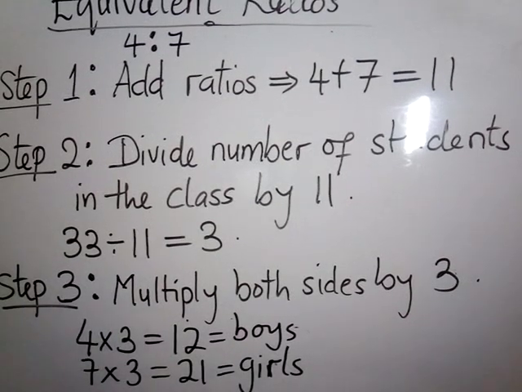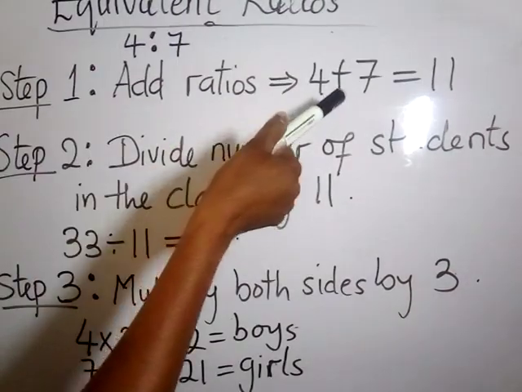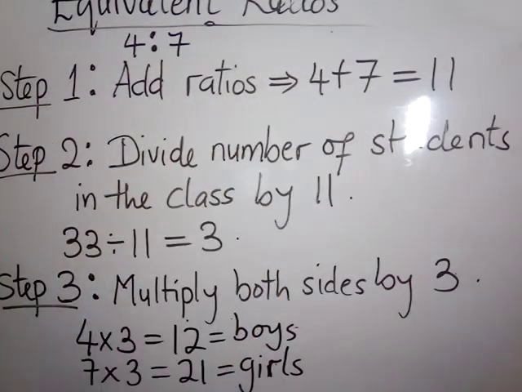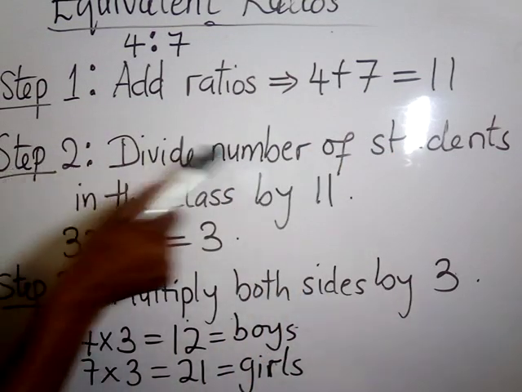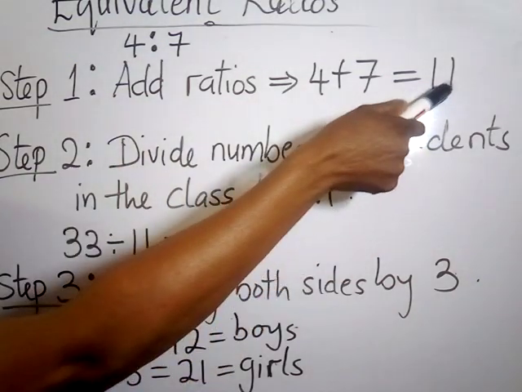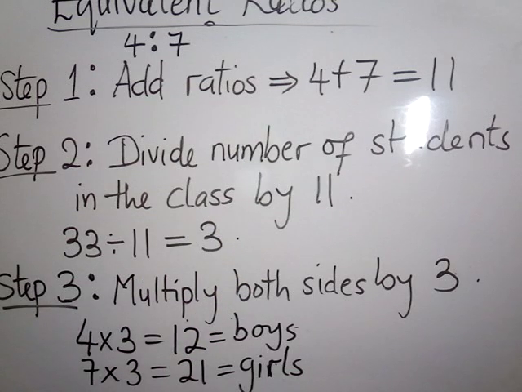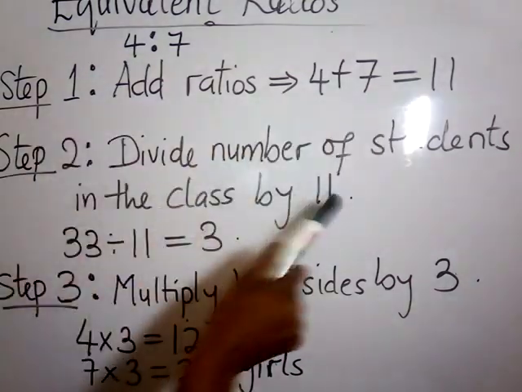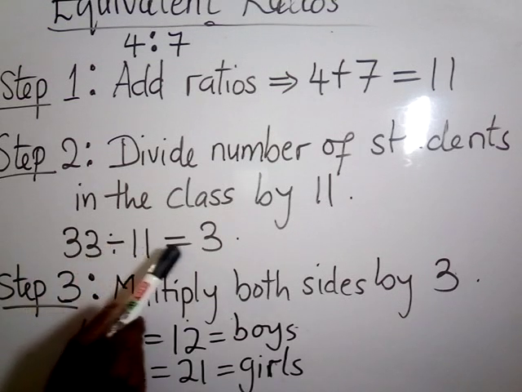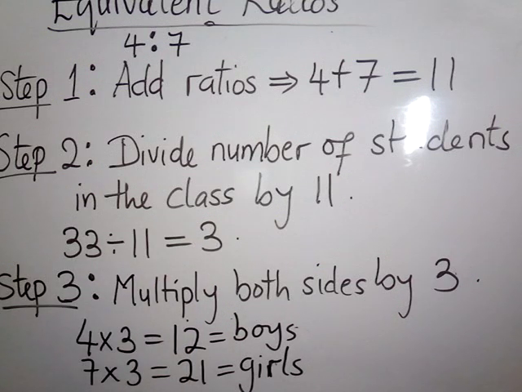So to solve this, the first step is we add the ratios, and by that I mean the antecedent and the consequent. We add them together, and 4 plus 7 gives us 11, right? That's the first step. The next step is to divide the number of students that we are given in the class by the sum of the ratios. So the number of students we are given is 33. We divide the 33 by 11, which is the sum of the antecedent and consequent. So 33 divided by 11 gives us what? 3. That's the second step.